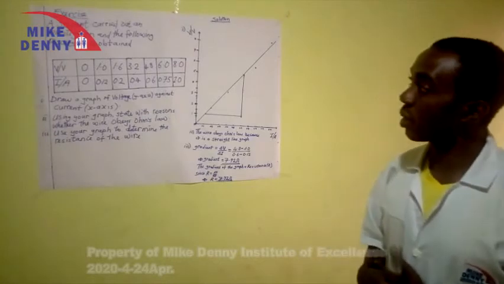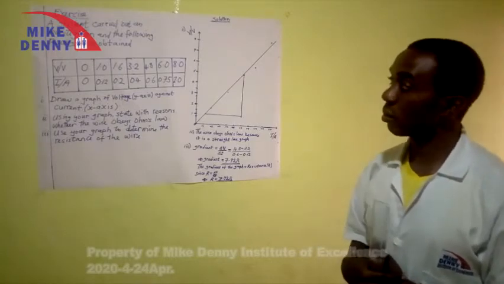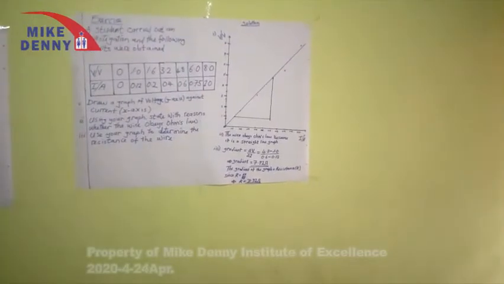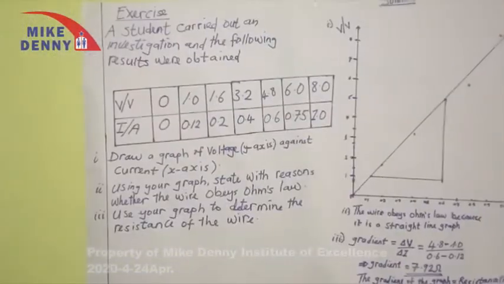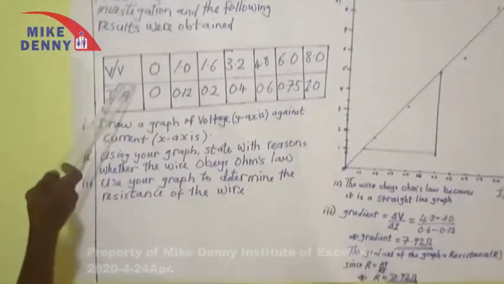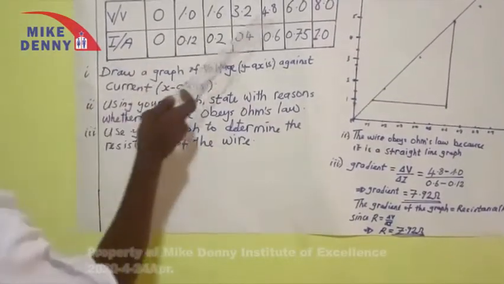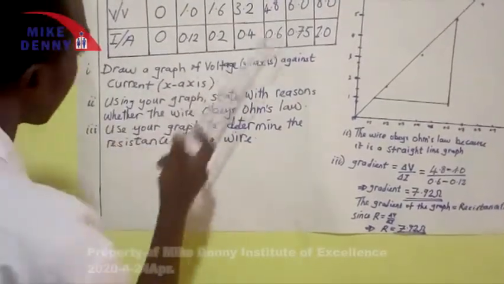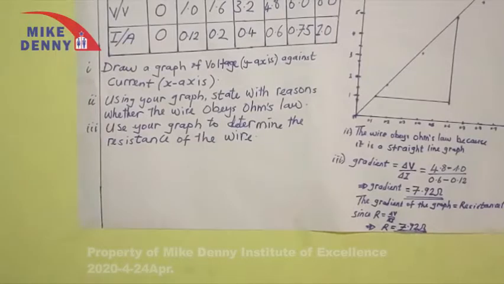We have an exercise on the board to demonstrate what Ohm's law is all about. Look at the exercise on the board. It says, a student carried out an investigation and the following results were obtained. Here we have the voltage in volts, we have the current in amperes. These are the values recorded by the voltmeter, and these are the values recorded by the ammeter. These values were gotten through an experimental process.